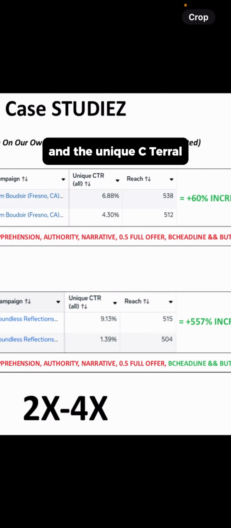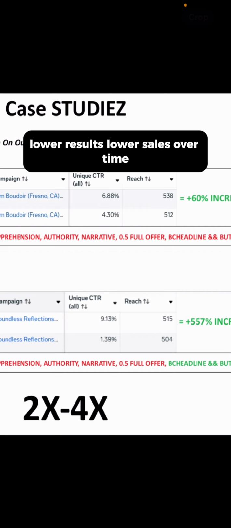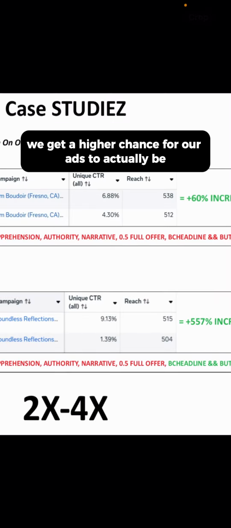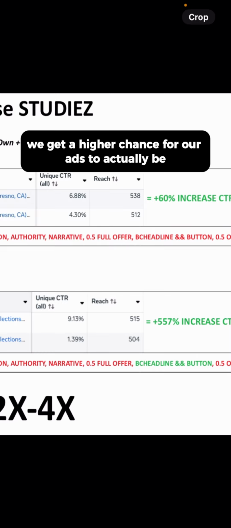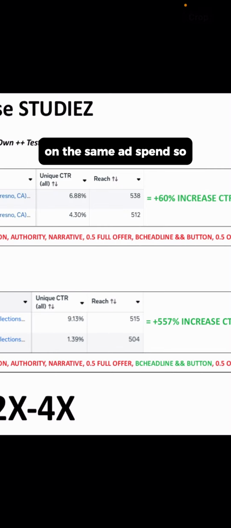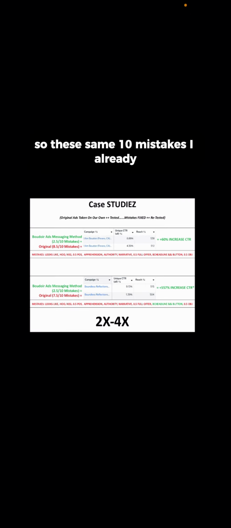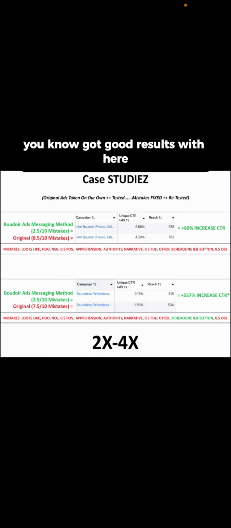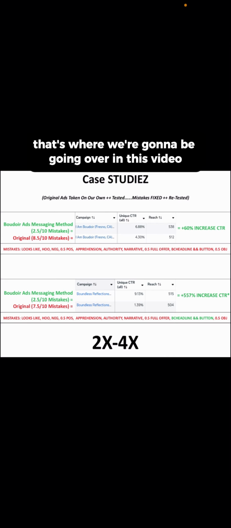And the unique CTR all is actually the most important metric, or leading metric, because below 6%, our ad is probably doing worse and worse over time. Same ad spend, lower results, lower sales over time, it just gets worse and worse. But if we get above 6%, we have a higher chance for our ads to get more and more sales over time, more and more conversions over time on the same ad spend. So, aka our ads sustain and scale, scaling the business. So these same 10 mistakes I already got good results with. That's what we're going to be going over in this video.